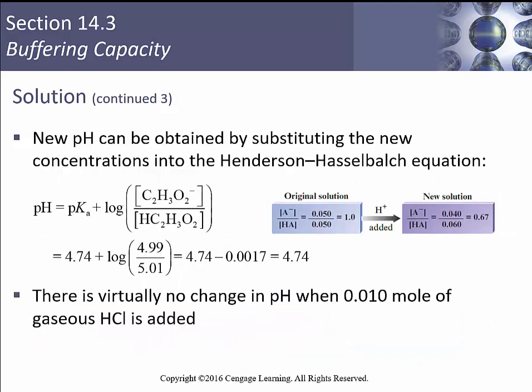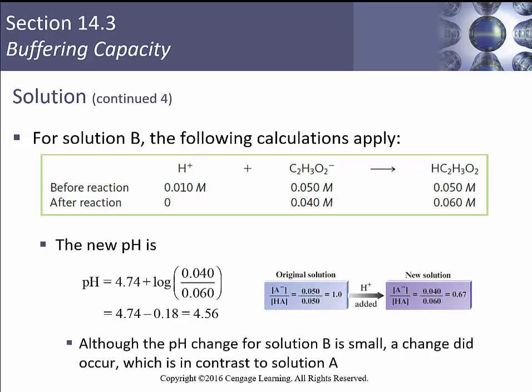Now we can plug that back into our Henderson-Hasselbalch equation. So originally we had 0.05 divided by 0.05. We're going to add some H+. And now we're going to have 0.04 over 0.06. So our new solution has a ratio of 0.67 when we started off with 1.0. So plugging that back in, we're going to end up with a pH of 4.74, and there's really been no change, right? I think it comes out as like 4.738 or something like that. It's really no change in our pH. All right, for solution B, we're going to do the same calculations.